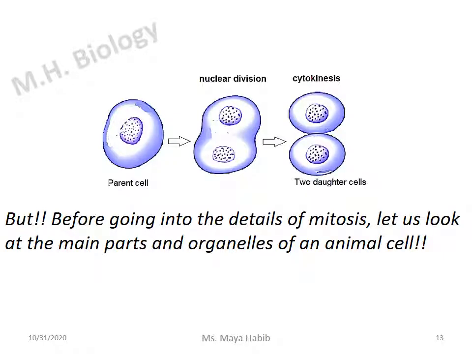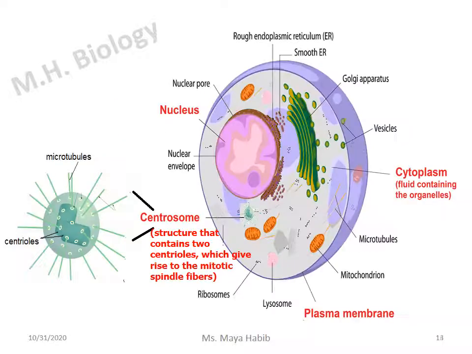Now before going into the details of mitosis, let us look at the main parts and organelles of an animal cell in this next figure. This is an example of an animal cell. We are mainly interested in the cellular organelles that are labeled red.